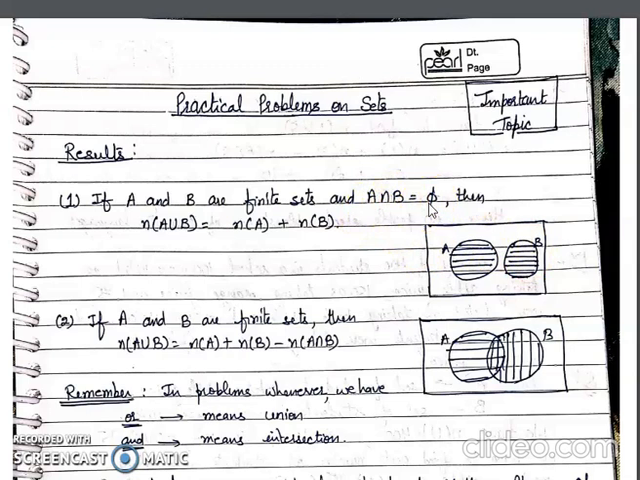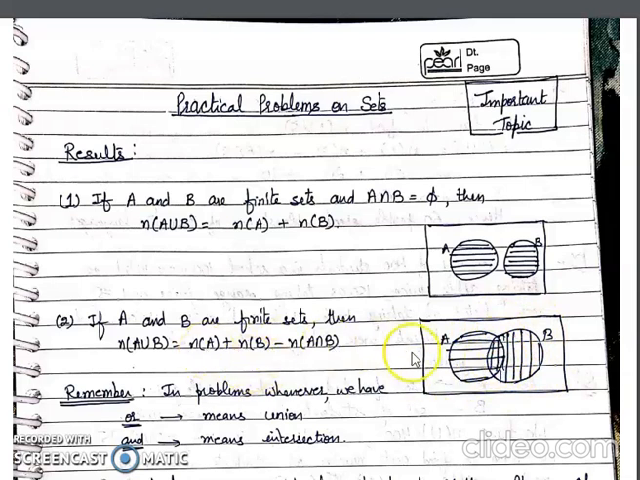Non-empty means there is some element in it. Then the number of elements in A union B is equal to the number of elements in A plus the number of elements in B minus the number of elements in A intersection B. You can verify this by the Venn diagram again. Here A and B are intersecting, meaning some elements are common. So we shade set A by horizontal lines and set B by vertical lines. We see that in the intersection there is a check.